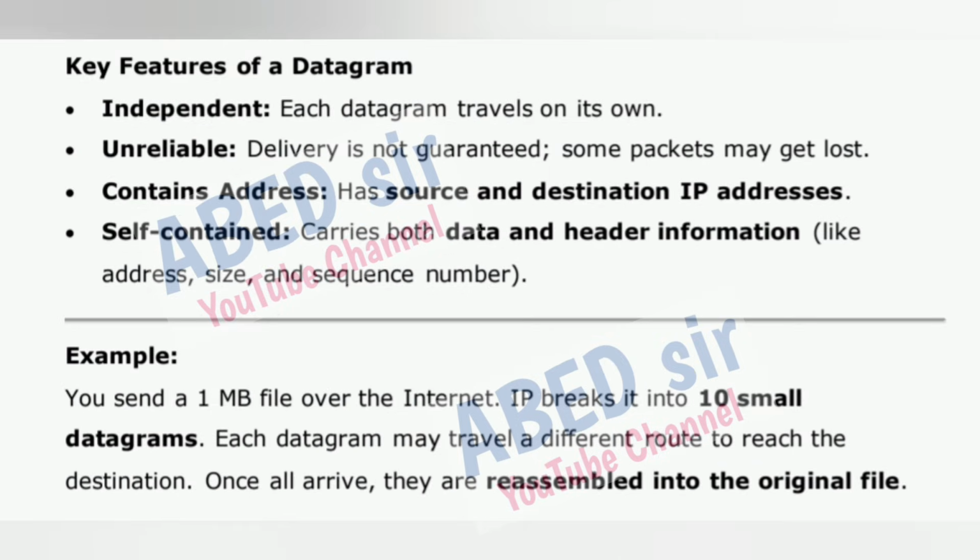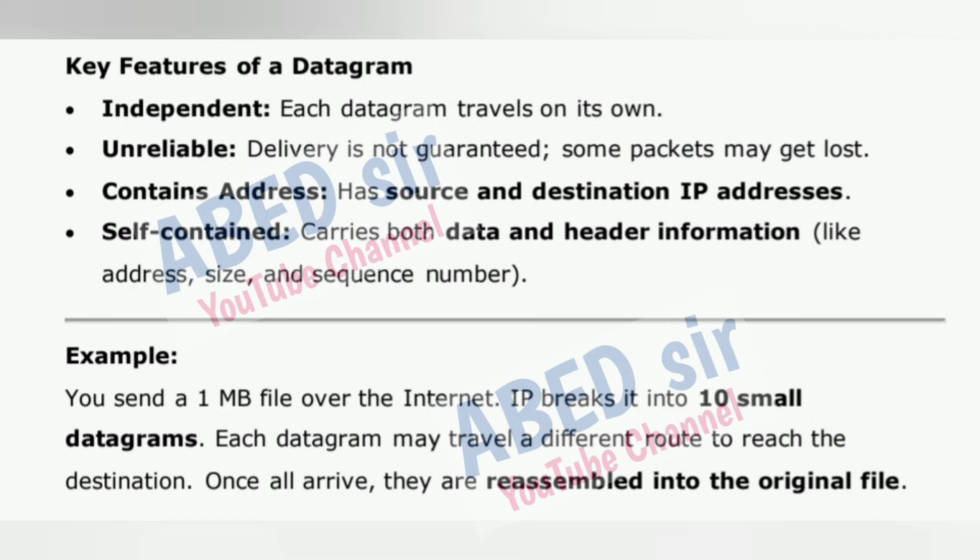Key features of a datagram. Independent, each datagram travels on its own. Unreliable, delivery is not guaranteed, some packets may get lost. Contains address, has source and destination IP addresses. Self-contained, carries both data and header information, like address, size, and sequence number.